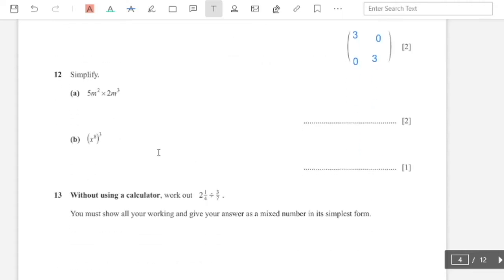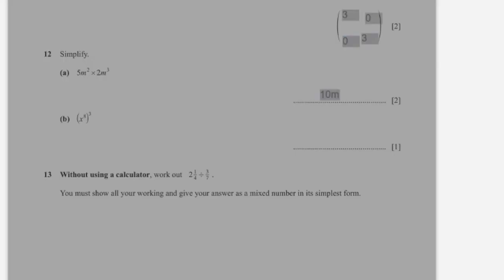Question number 12. A. Simplify 5m square into 2m square. So since the bases are the same, we'll multiply 5 with 2, which is 10, and we'll add the powers, which becomes 3 plus 2, which is 5. So we have the power as 5. B. x to the power of 8 all to the power of 3. So we'll multiply 8 with 3, which gives us the answer as x to the power of 24.